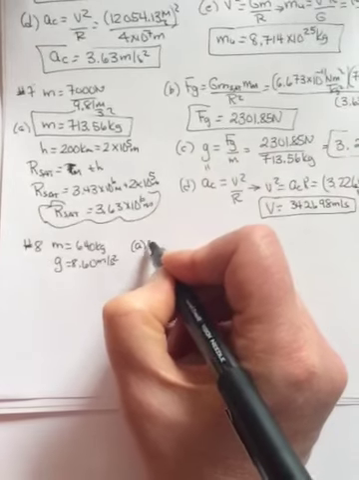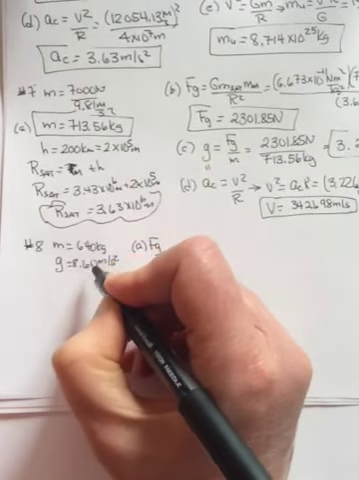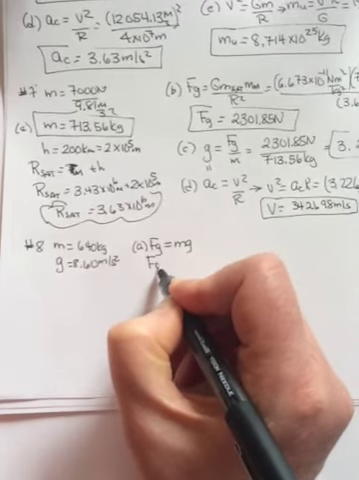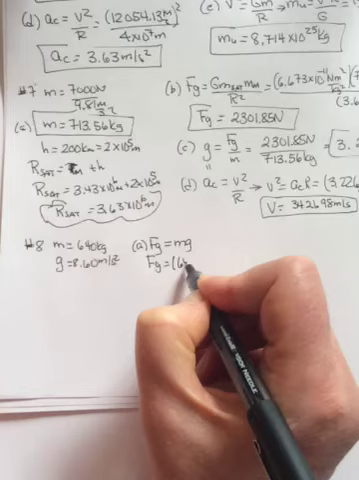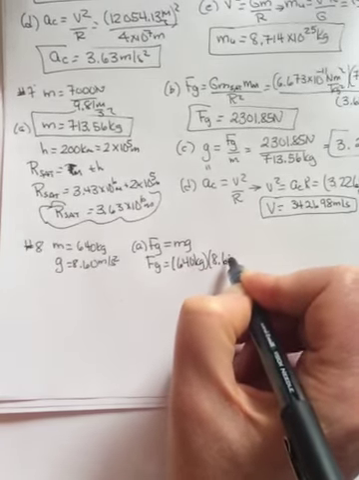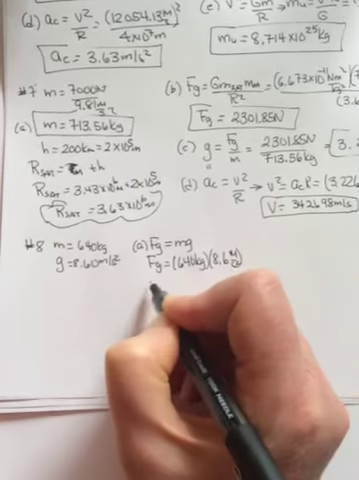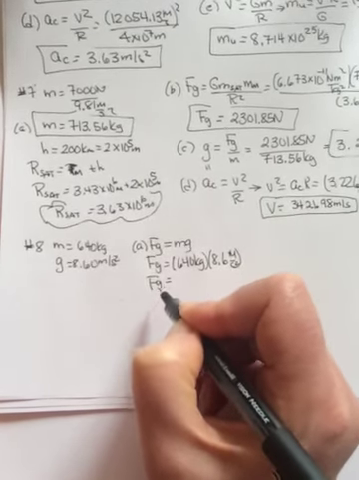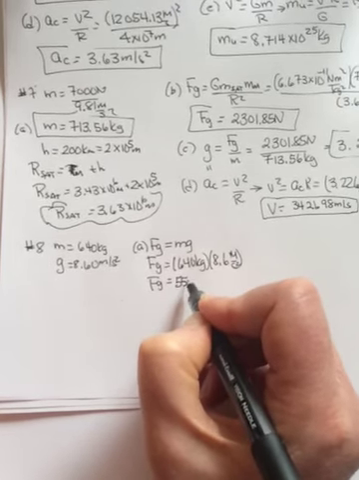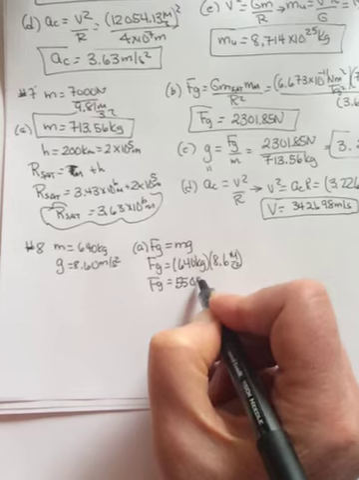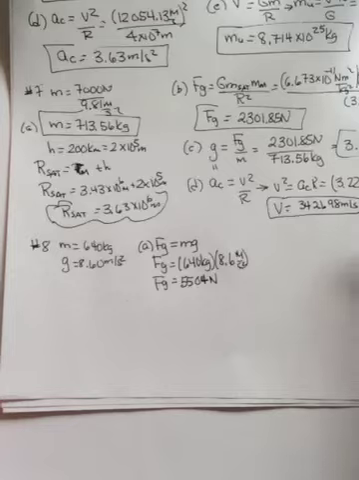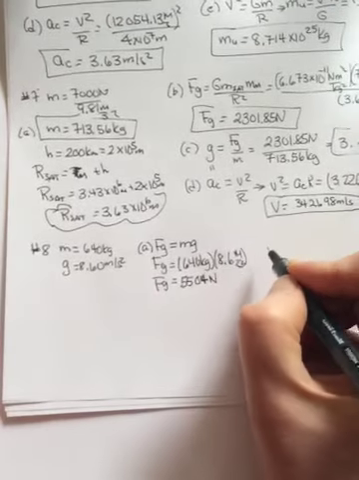So we're looking for Fg, and I give you m and little g. I think I would probably just do m times g. So 640 kilograms times 8.6 meters per second squared. And when you do this, you should get an Fg of 5,504 newtons.